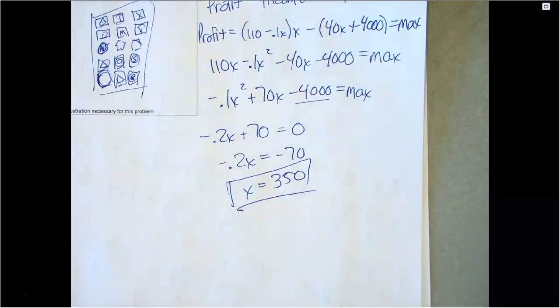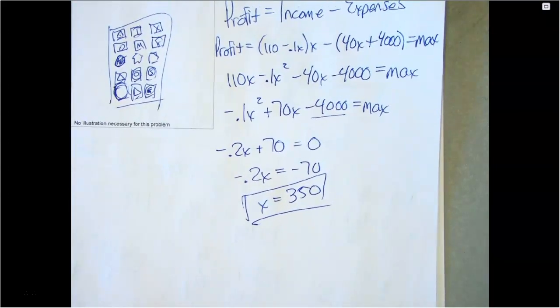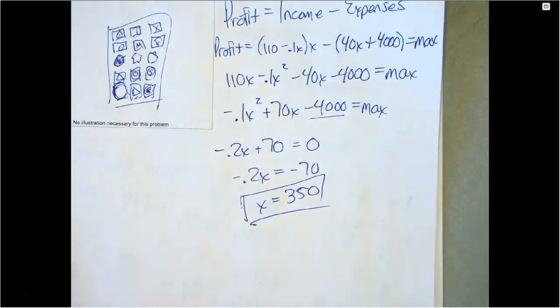Questions on that one? 0.2 is 1/5. So flip it. Questions on 4? Yeah, do they make a profit? Really? Per day? That's not bad.